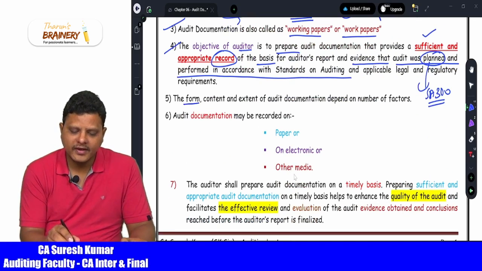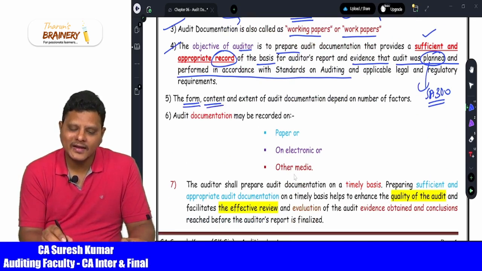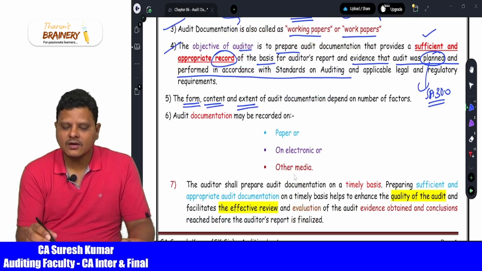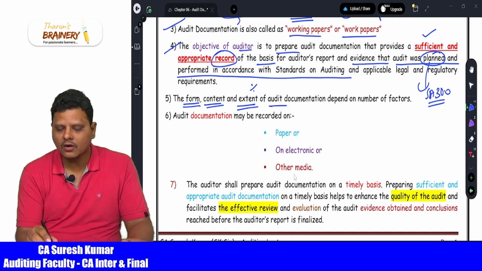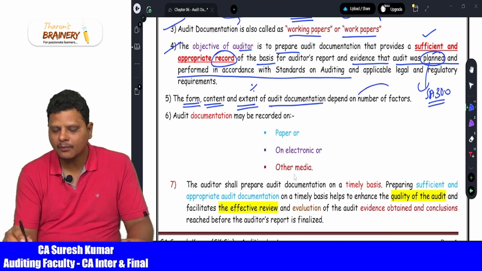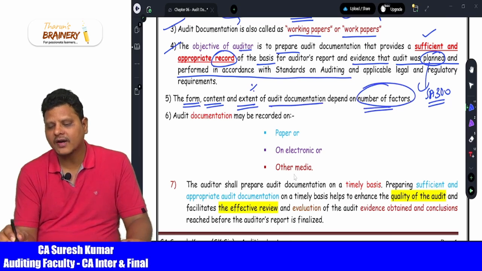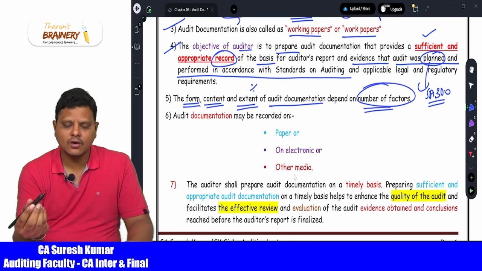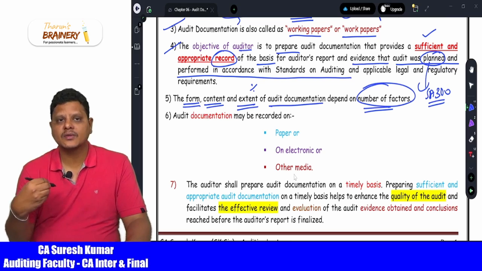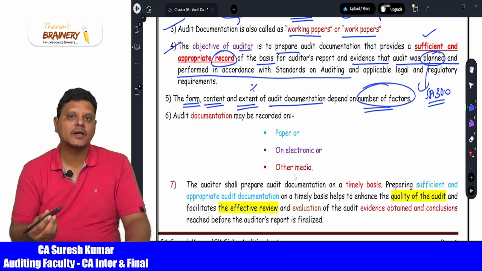So the various forms, what it contains, and the extent of documentation, that means what percentage of documentation, depend upon a number of factors. It may change from organization to organization. It may change from assignment to assignment as well.